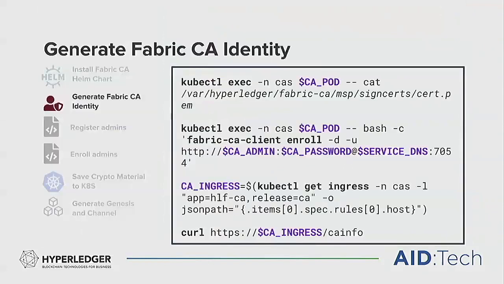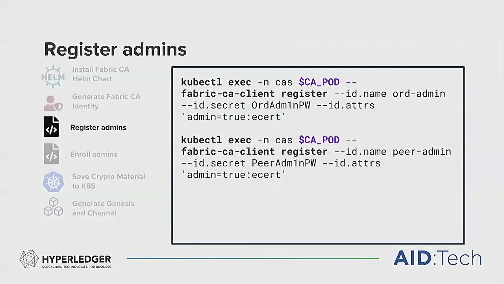Then we need to create an identity for a certificate authority by enrolling our certificate authority with itself. And we check that we can actually access the certificate authority with curl. We then have, in this network, two organizations. We have an order organization, we have a peer organization. This is like one of the simplest setups you can have, because it's a micro production one.